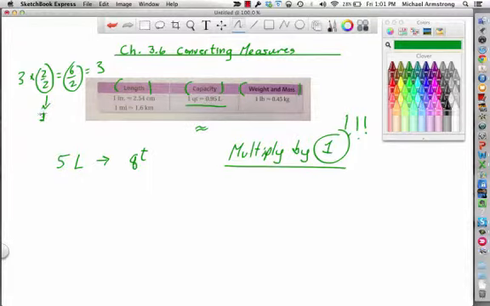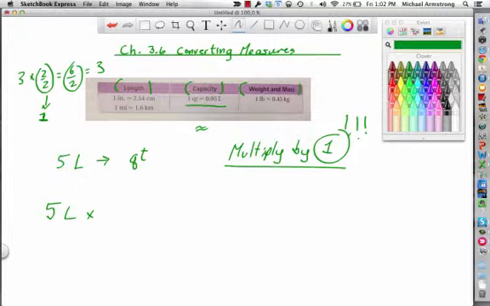So a lot of times we're going to find a different form of 1 to multiply things by, so that we get a different look to it, but it's still an equivalency. It's equal. They're still the same. So we're going to take 5 liters, and we're going to multiply by 1, but we're going to write 1 as a fraction.